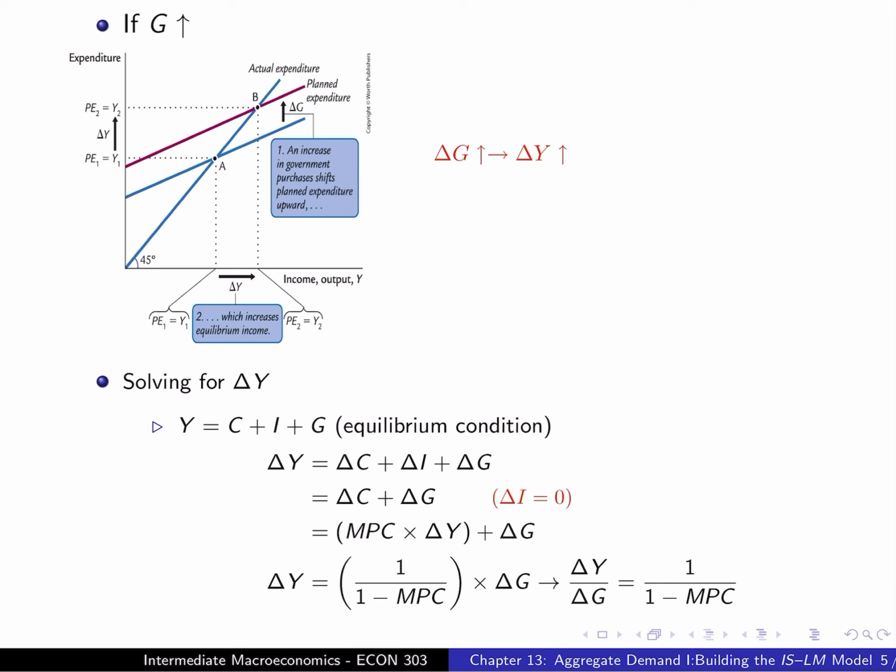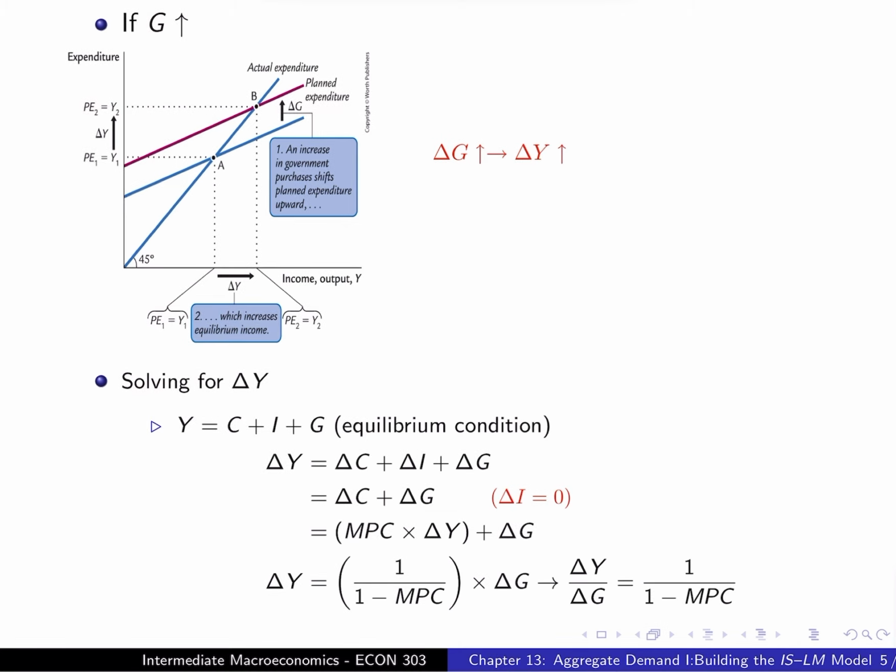In the graph, point A is the old equilibrium, PE1 equals Y1. After G increases, the planned spending line shifts up. Point B becomes the new equilibrium, PE2 equals Y2. This causes output Y to rise. The economy moves from Y1 to Y2. Thus, an increase in G causes an increase in Y.